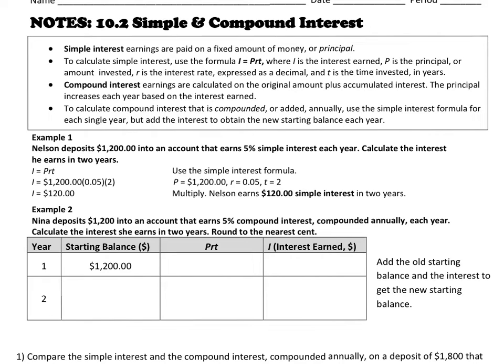are paid on a fixed amount of money. And so simple interest, you pay the interest on a set amount, which is the principal. To calculate simple interest, use the formula I equals PRT. This one is on your formula chart.